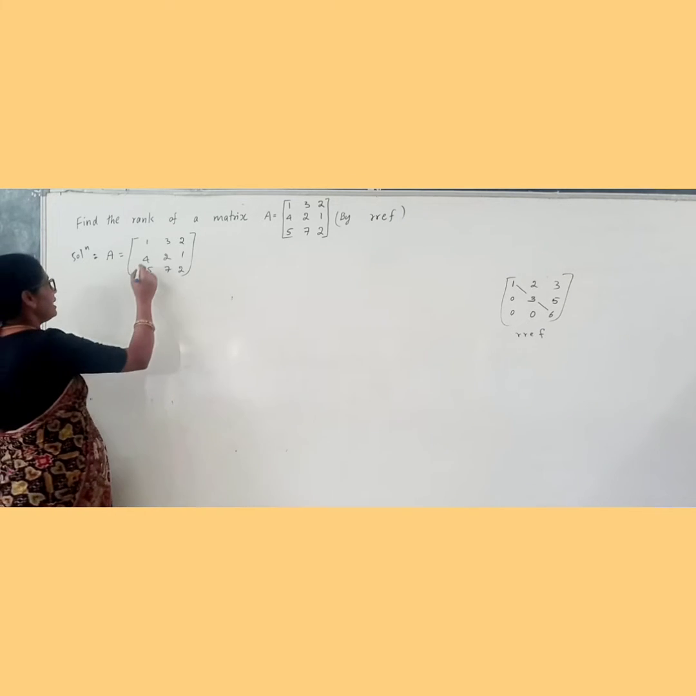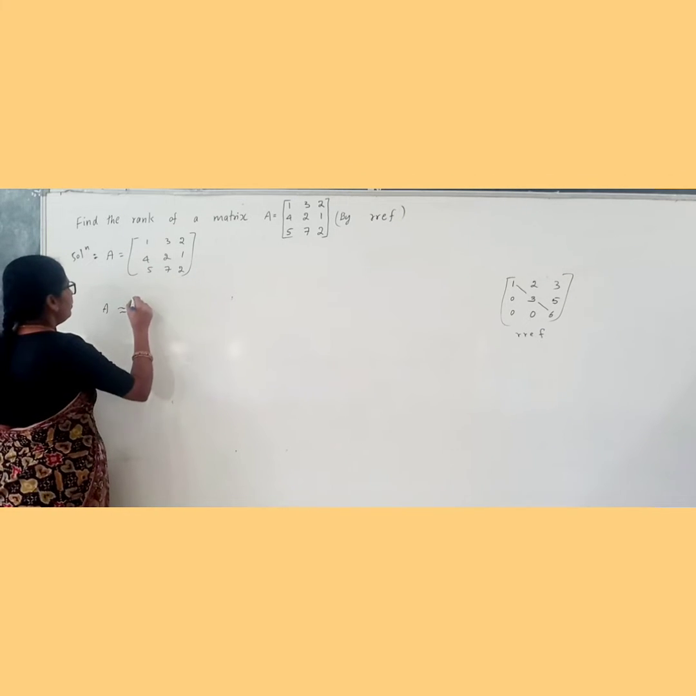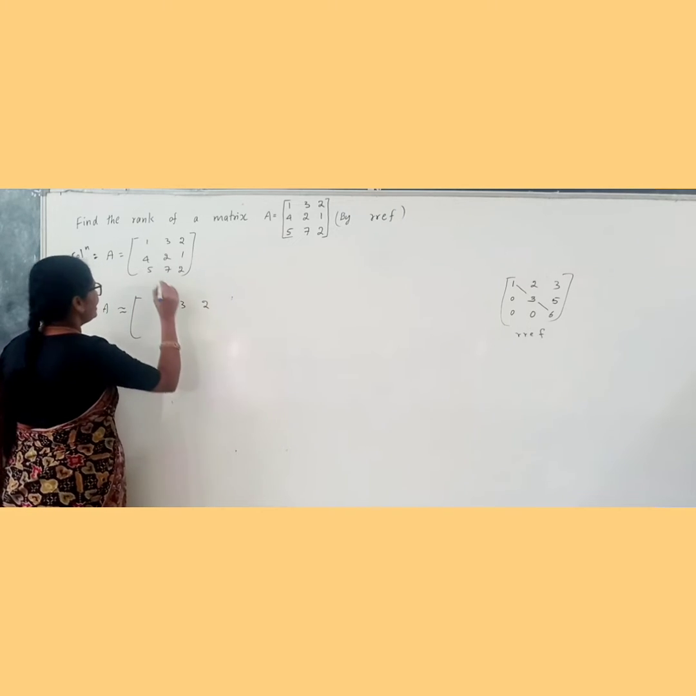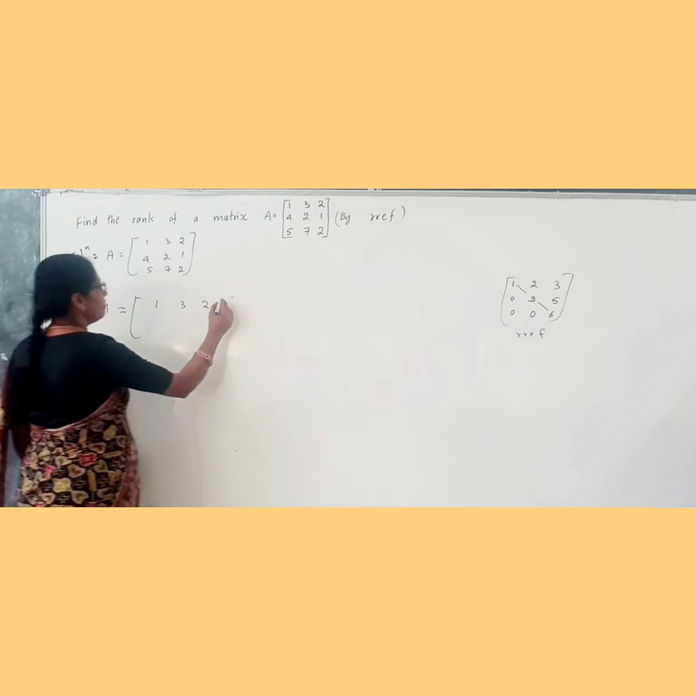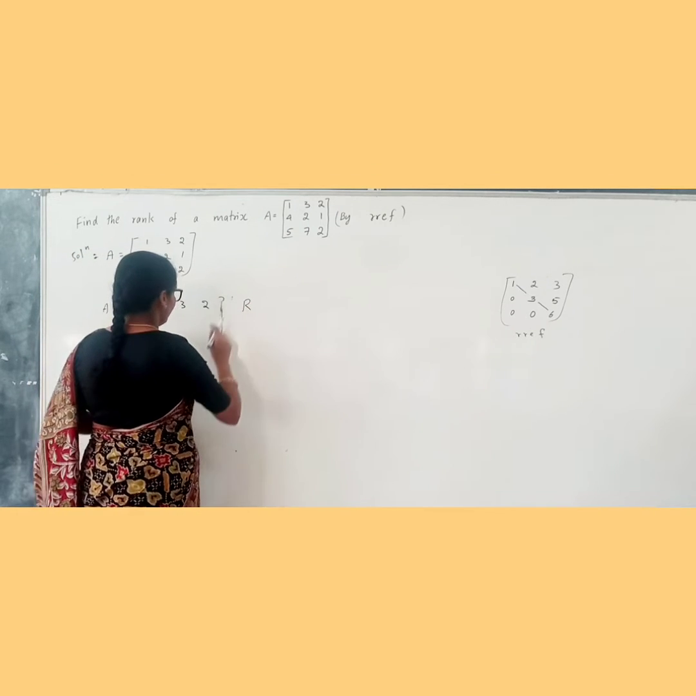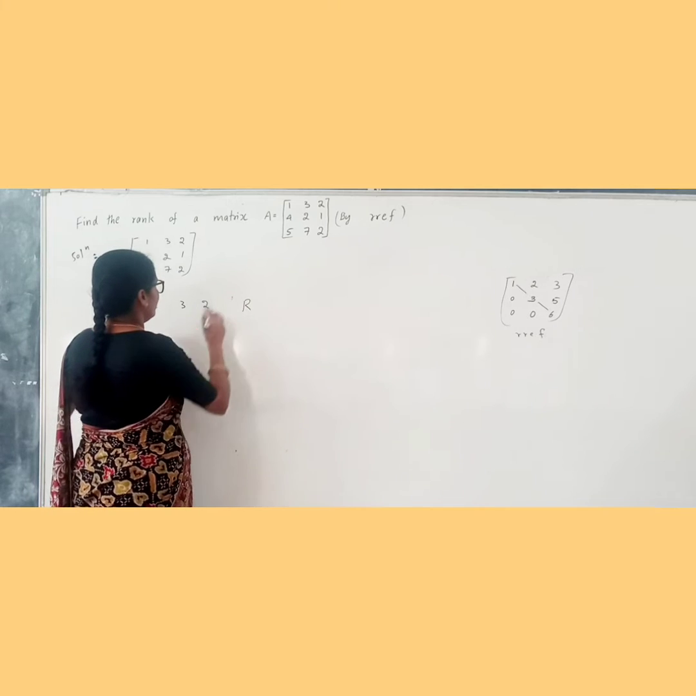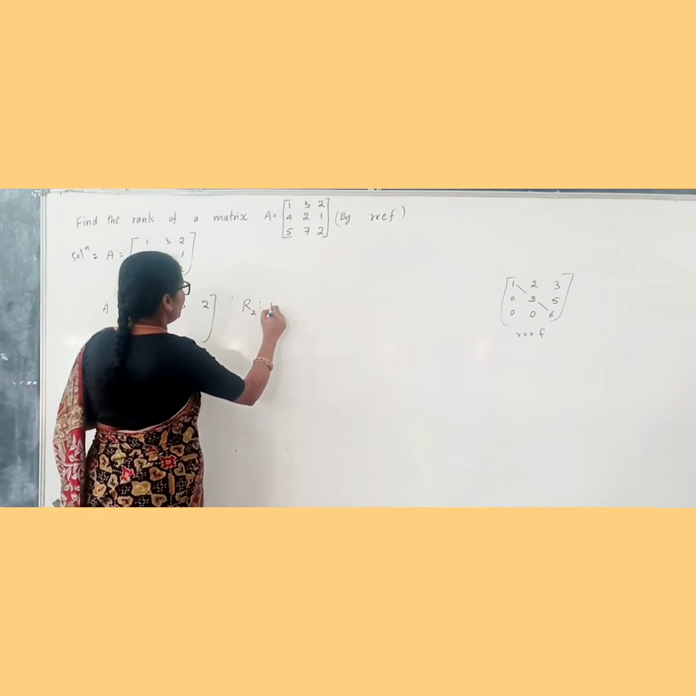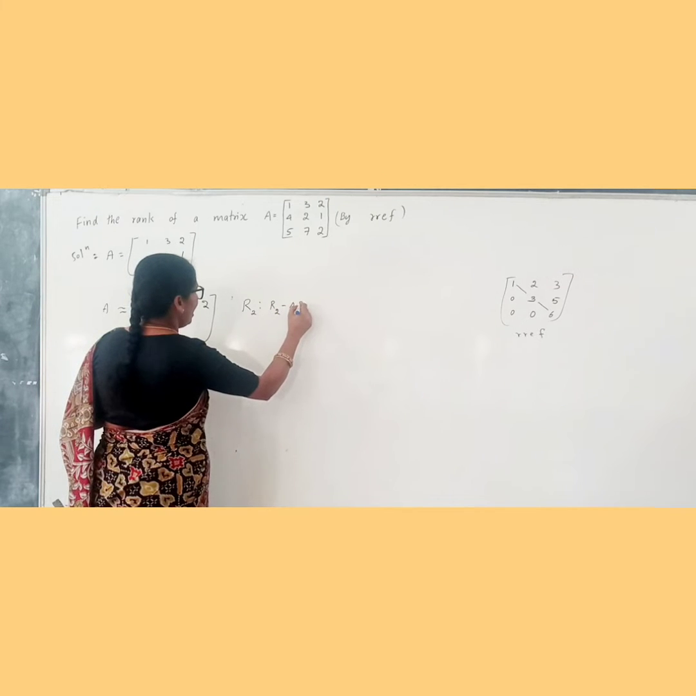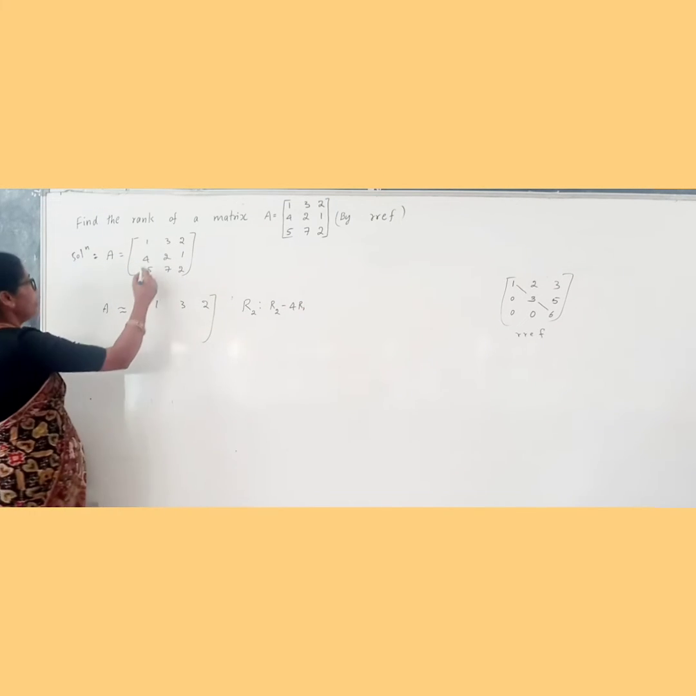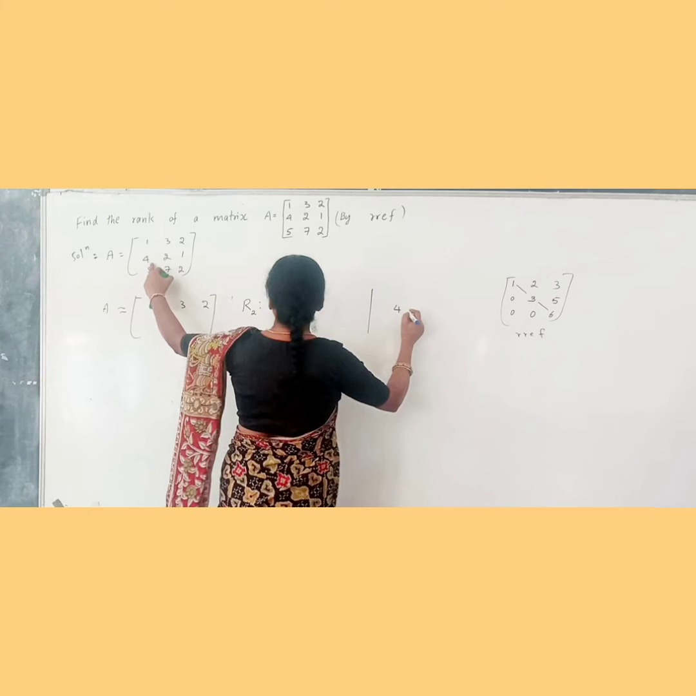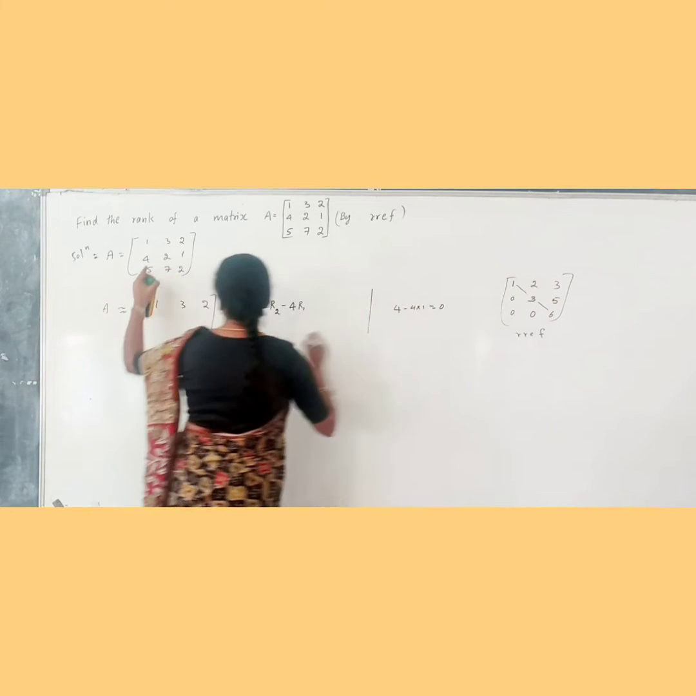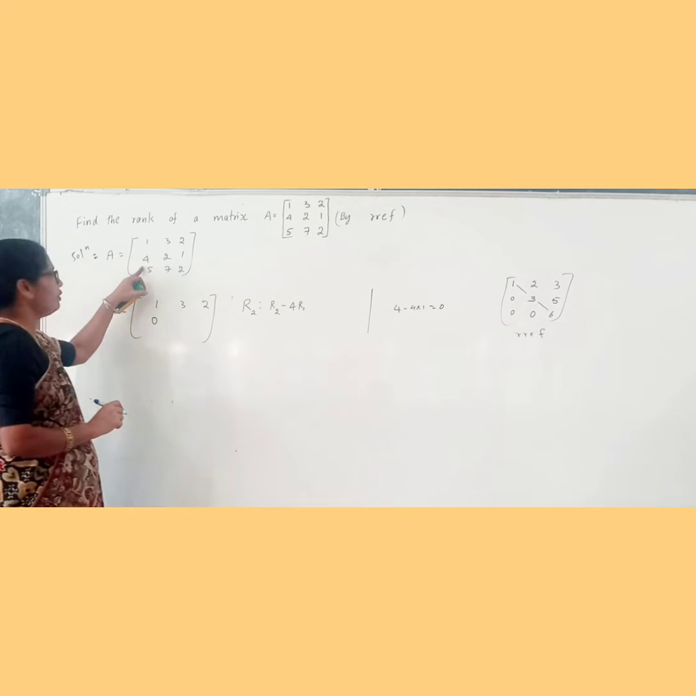Then we will pass on to the second row. So A is congruent to, we will take 1, 3, 2, first row as it is. Then in the second row we have 4. This we must make 0. To make this 0, let us take the operation R2 = R2 minus 4R1. See, R2 minus 4R1 means here we have R2's first element 4 minus 4 into 1 is equal to 0. So the first element of the second row is 0.